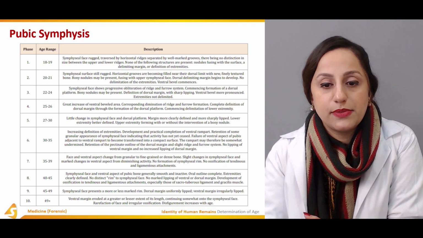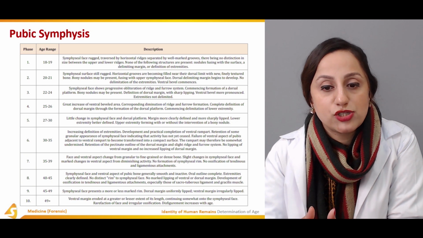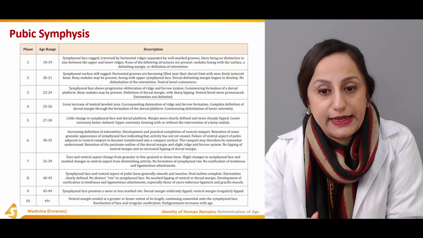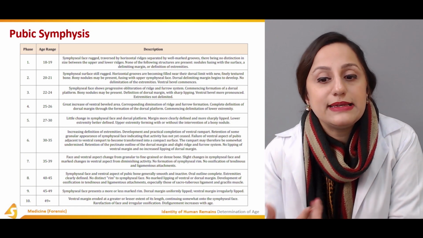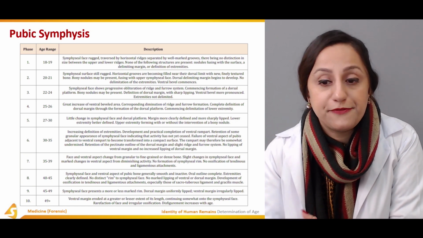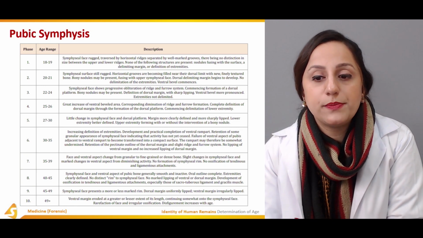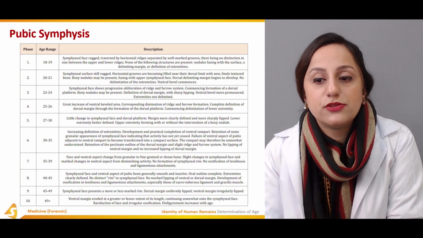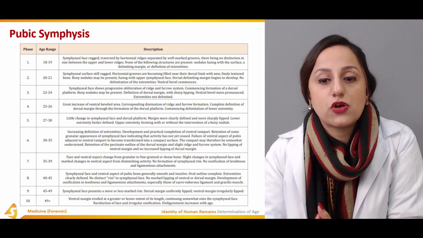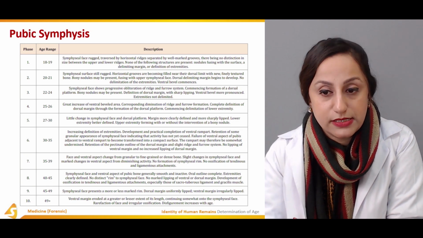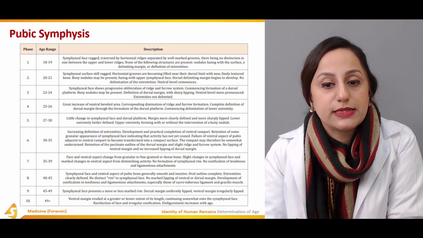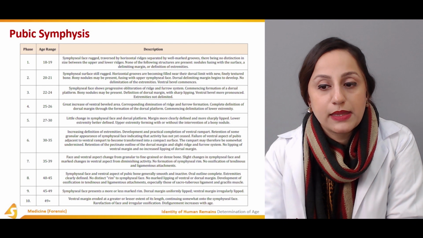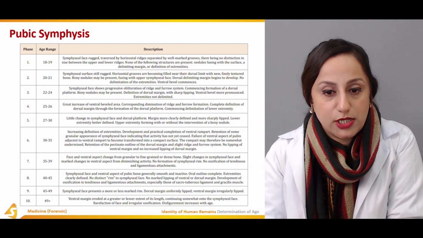Now, if we look at this table and discuss the age changes occurring at 30 to 35, it is the increasing definition of the extremities, the development and practical completion of the ventral rampart, the retention of some granular appearance of the symphysial face indicating the activity has not yet ceased, and the failure of the ventral aspects of the pubics adjacent to the ventral ramparts. No lipping of the ventral margins and no increased lipping of the dorsal margins.